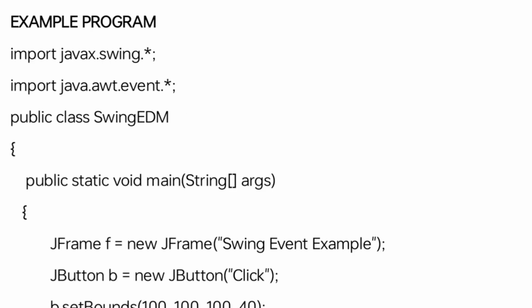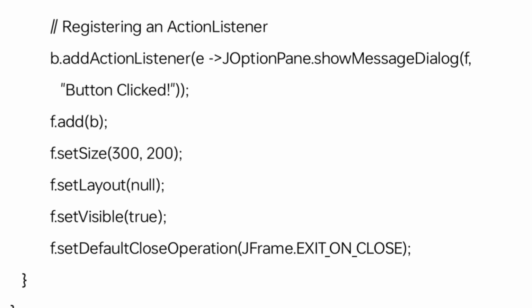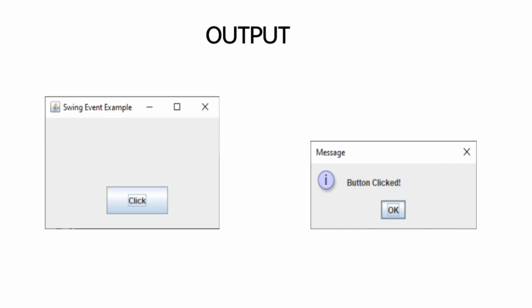So this is the example program. Here we create one frame, and on that particular frame we add one button. When we click this button, what will happen? That will be handled by event delegation model. So here we click this button, one dialog box will appear, button clicked. So that will happen when we click the button.